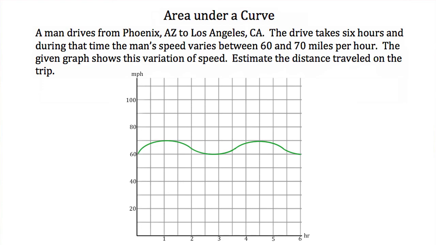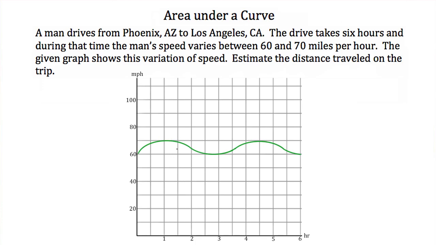So why do we have to figure out how to estimate the area underneath the curve? Well, let's try doing this problem, and we can see how this is useful. We have a man driving from Phoenix, Arizona to Los Angeles, California. The drive takes 6 hours, and during that time the man's speed varies between 60 and 70 miles per hour. The given graph shows this variation of speed.